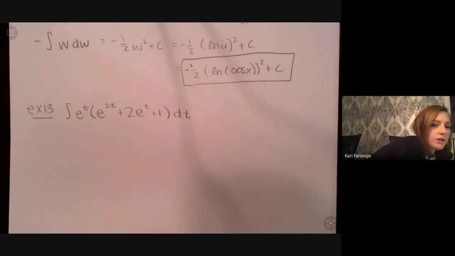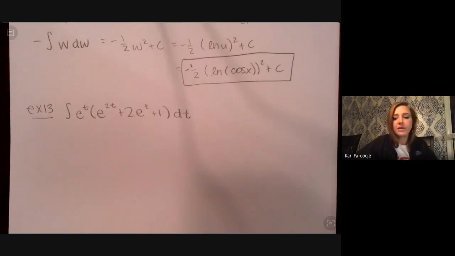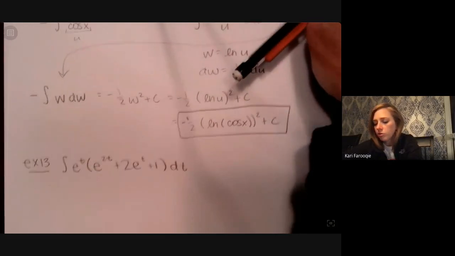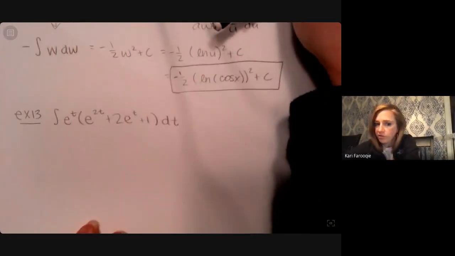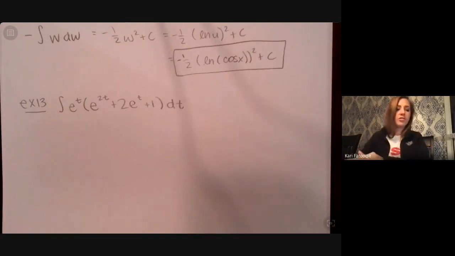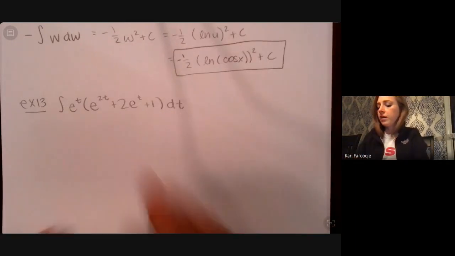e to the t times e to the 2t plus 2 e to the t plus 1. Okay. Again, this is one that's not very obvious. I'm going to show it to you, though, because this quantity seems to just show up a lot in calculus, and I want you to recognize it the next time you see it.